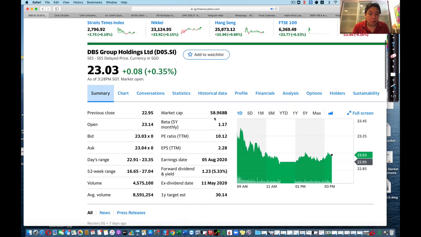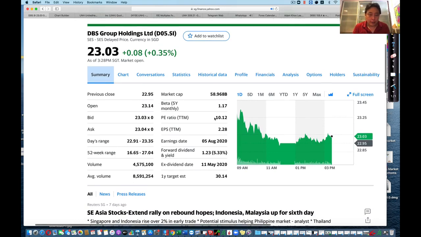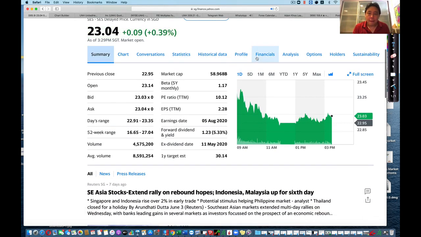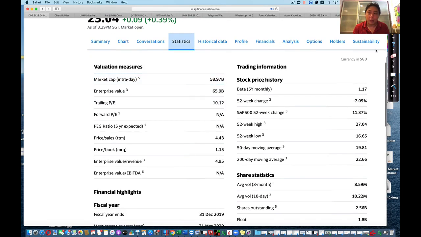Well, let's look at the price to book ratio. Let's look under statistics. Let's see if it's under statistics. Yep, it's here. Okay, there we go. So the price to book ratio for the most recent quarter is 1.15. So 1.15, is it still cheap?